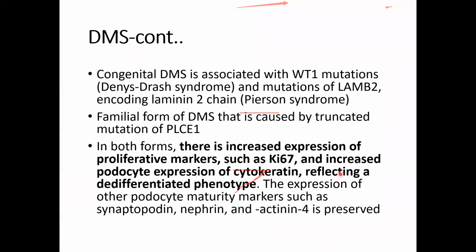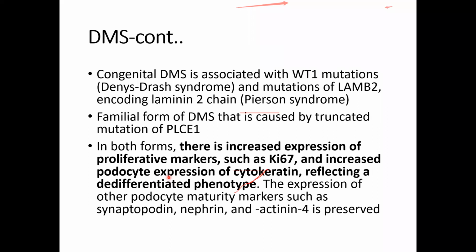So congenital DMS is associated with the WT1 mutation, and in the syndromic form, Denys-Drash syndrome. And mutation of LAMB2, encoding laminin beta 2 chain, can also cause the DMS form of histology. And the familial form of DMS is possibly due to truncating mutation of phospholipase C epsilon 1. So in both forms, there is increased expression of proliferative markers such as Ki67 and increased podocyte expression of cytokeratin, reflecting a de-differentiated phenotype. So again here, the basic pathology is de-differentiation.